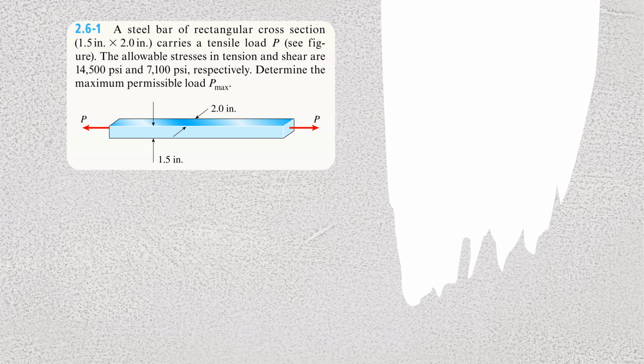Welcome to Homework 8, Problems 2.6-1 and 16. A steel bar of rectangular cross-section carries a tensile load. The allowable stresses in tension and shear are 14.5 and 7.1 kips per square inch, respectively. Determine the maximum permissible load.